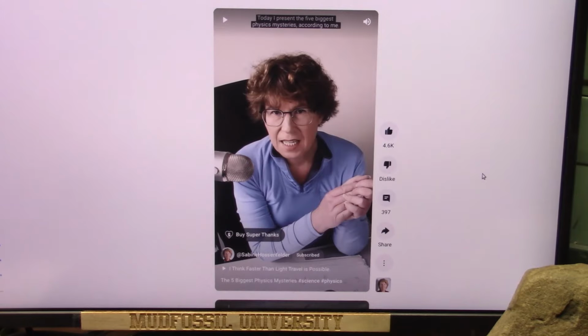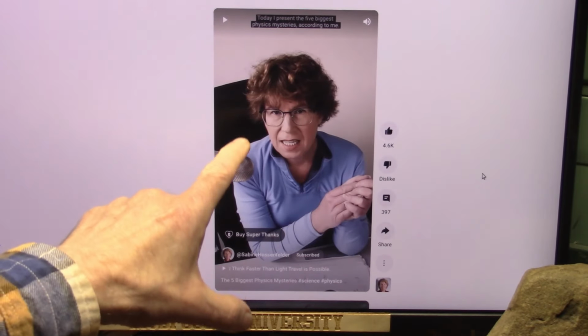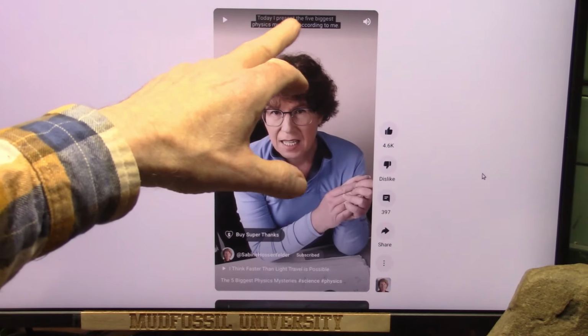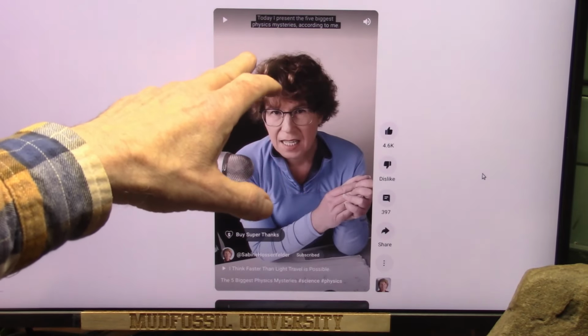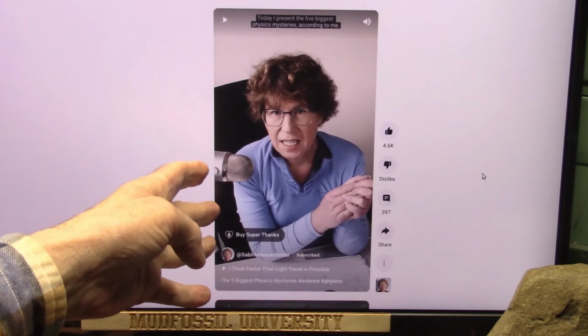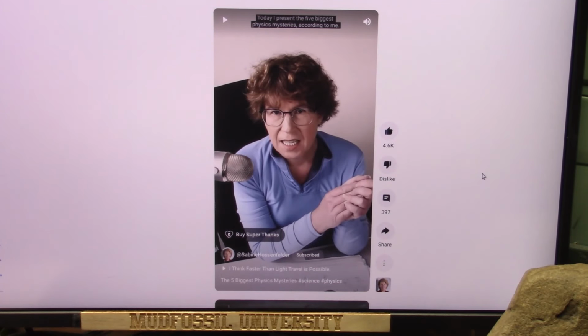Okay, my friends, I am excited. This is Sabine Hossenfelder, and she says, today I present the five biggest physics mysteries according to me. Now, let's see what she has to say, and can Roger solve any of these? Well, Roger says he thinks he can. Let's see what she has to say. I'll stop this as we go along, just to make sure that you understand what she is saying.